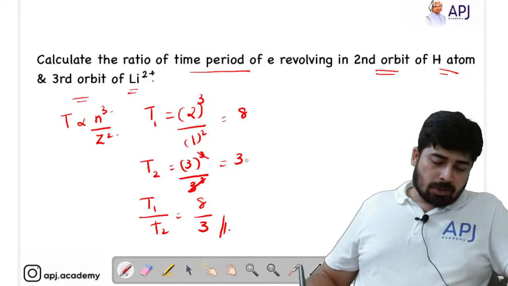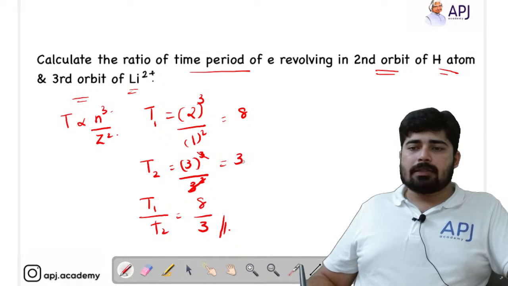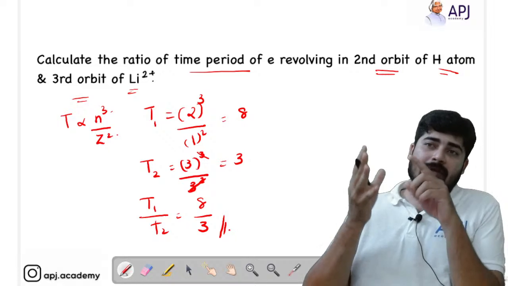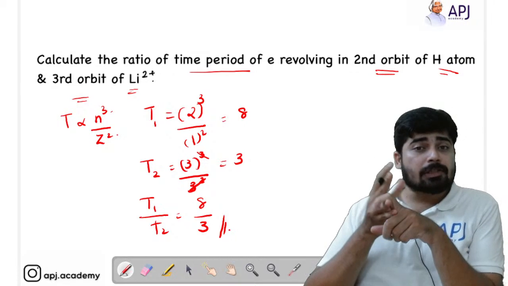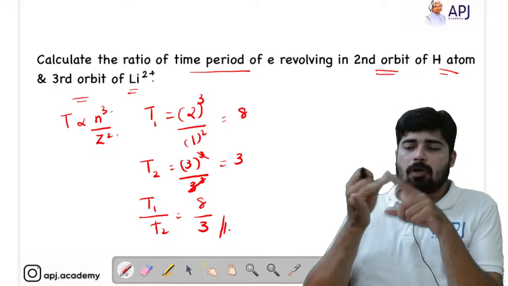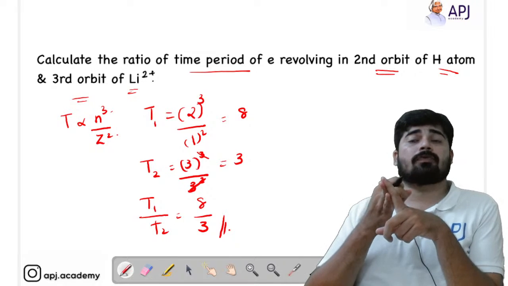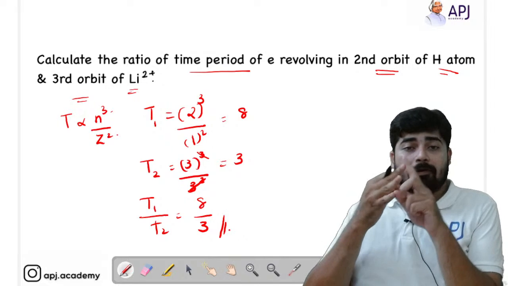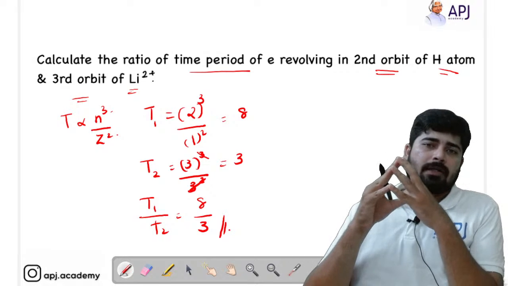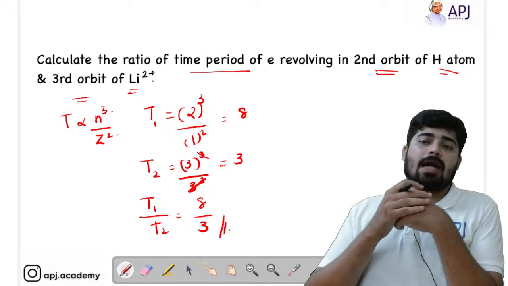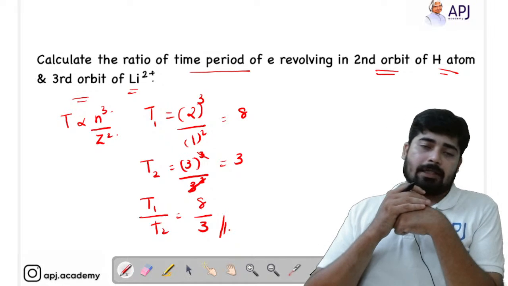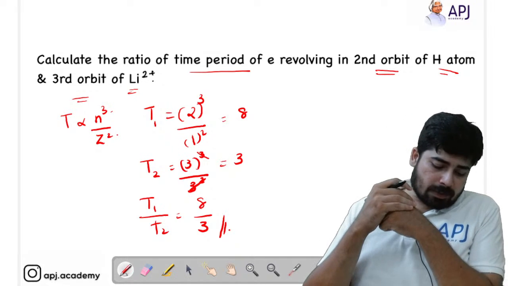So that's it, students. We have discussed the Bohr model. We have discussed the applications of the Bohr model, that is to calculate the radius of an orbit, to calculate the velocity of the electron in a particular orbit, to calculate the time period, and to calculate the frequency. All those things we have discussed, and also we have practiced certain problems related to those applications. Hope this is clear for you, students.